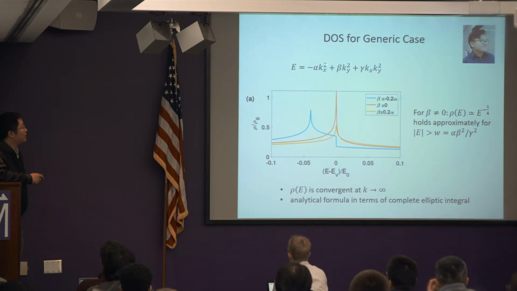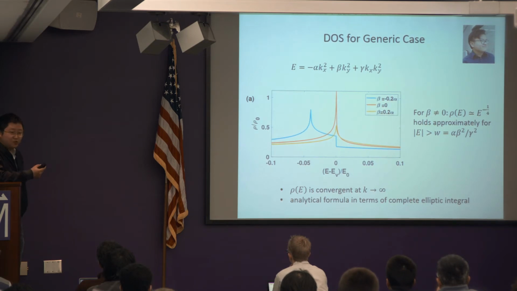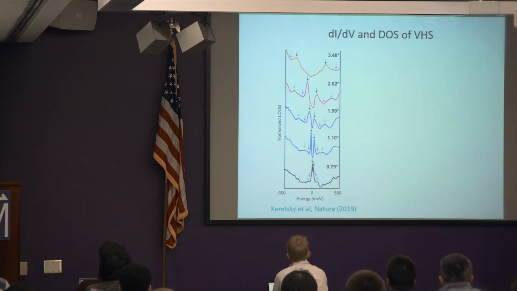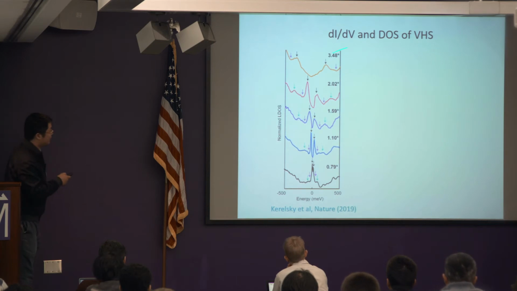So here I'm assuming that alpha is positive. The sign of gamma doesn't matter. But the important thing is that when alpha and beta are of the same sign defined this way, you get an ordinary Van Hove singularity, one Van Hove singularity. When alpha and beta are of opposite sign, you get two ordinary Van Hove singularities. When beta is 0, you get a high order one. So now, is this really relevant to the real experiments?